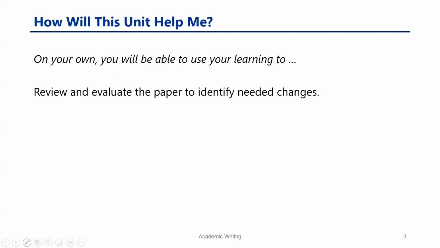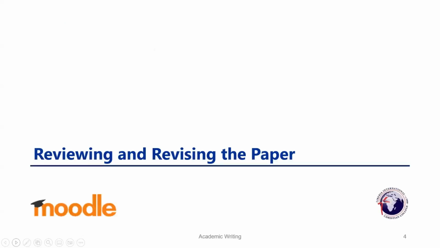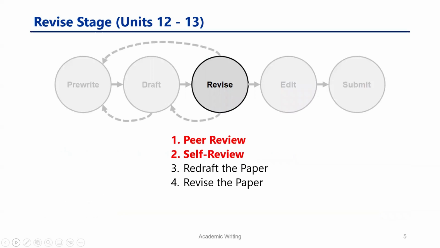The goal for this week is on your own to review and evaluate the paper to identify needed changes. So let's learn about reviewing and revising the paper. Last week, you finished the draft stage, and now we're starting the revise stage. The first part of the revise stage involves doing a peer review of your paper, which is done by another classmate, and a self-review, which you do yourself.